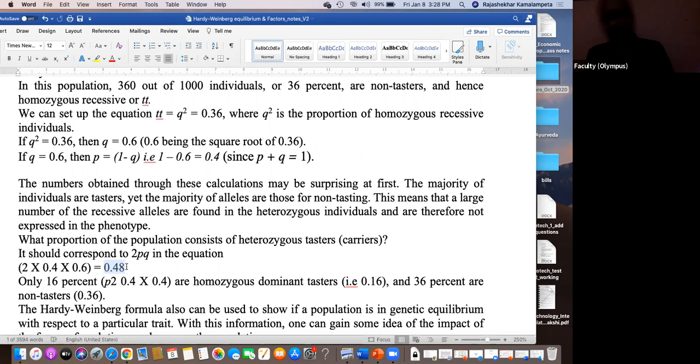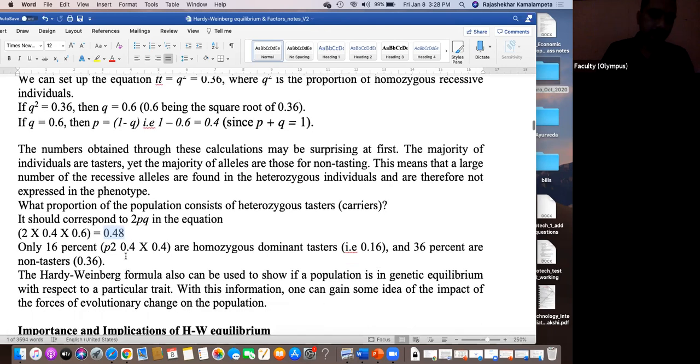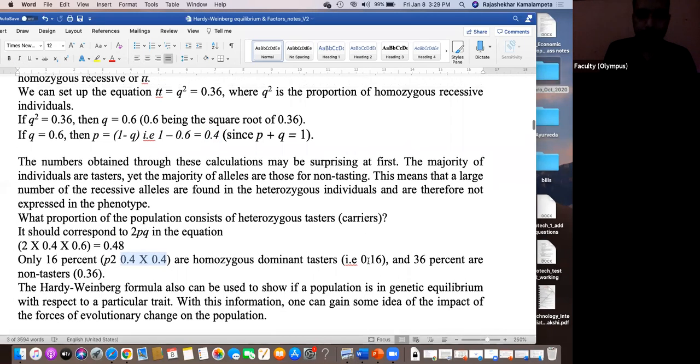Okay, same thing in the percentages. So p square, if you see, p square is the value for capital T allele. How many capital T alleles are there in the population? So this is 0.4, correct? So 0.4 into 0.4, p square. So that is 0.16. 0.16, that is 16% of the population.